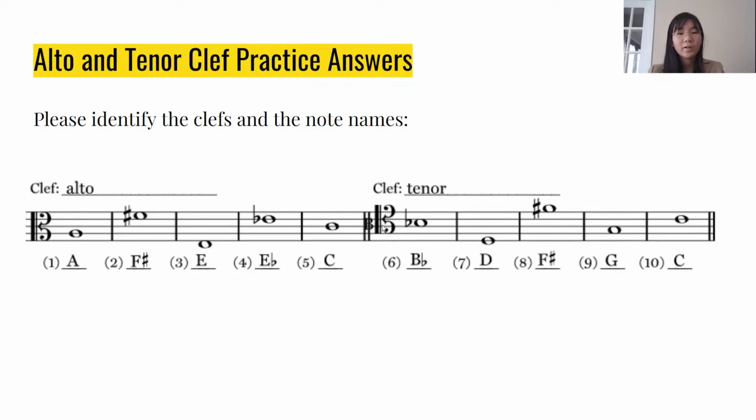And then on this side is tenor clef. This would be B flat. This is D. This is F sharp. This is G. And then this is C.